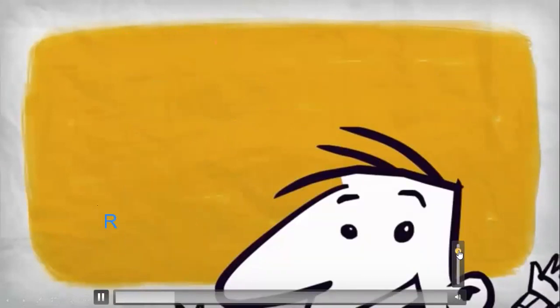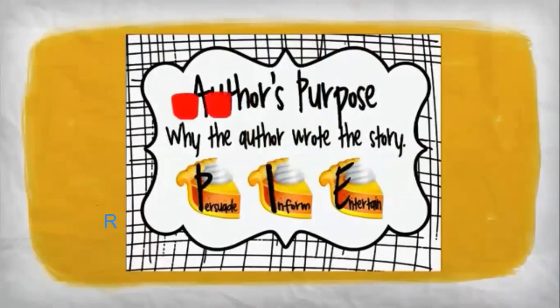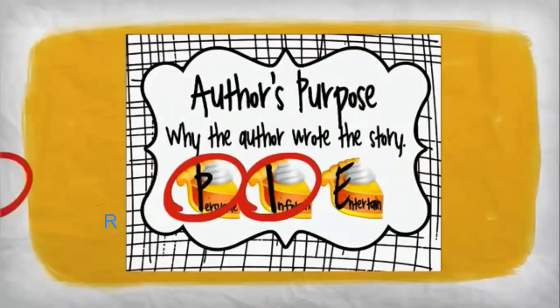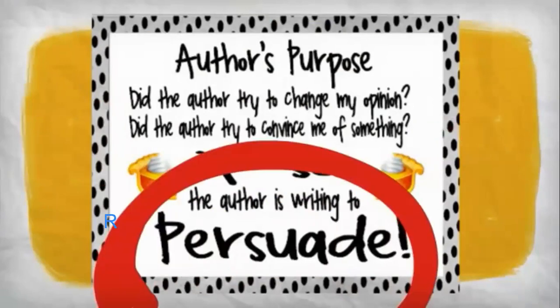After reading a text, we have to ask ourselves certain questions about the text. Author's purpose is why the author wrote the story. He might have written it to persuade us, inform us, or even just entertain us. We have to look for clues in the story. Author's purpose. I need to ask myself, did the author try to change my opinion? Did the author try to convince me of something? If so, he was trying to persuade me.